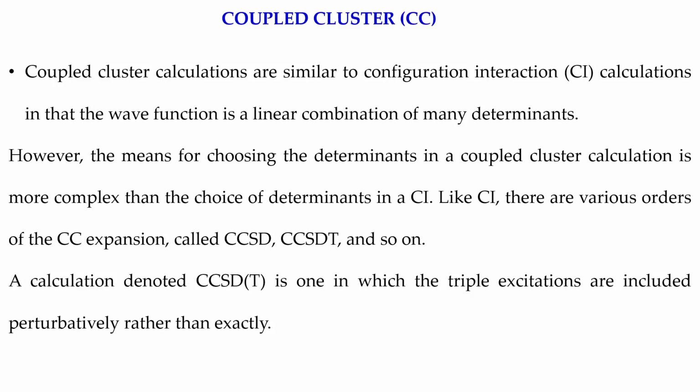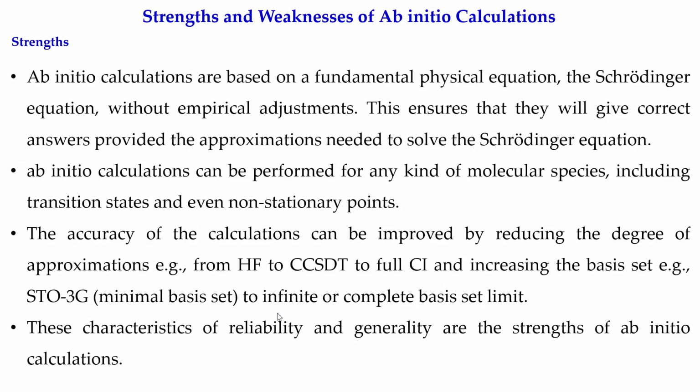CCSDT means the coupled cluster single, double and triple excitations are included, and you are getting more and more accurate energy. A calculation denoted by CCSD(T), with T in brackets, is one in which the triple excitations are included perturbatively rather than exactly. All these methods are incorporated in the quantum chemistry programs which we will use for our calculations. So we can see how we can improve the calculations and get a more accurate energy using these sophisticated methods.